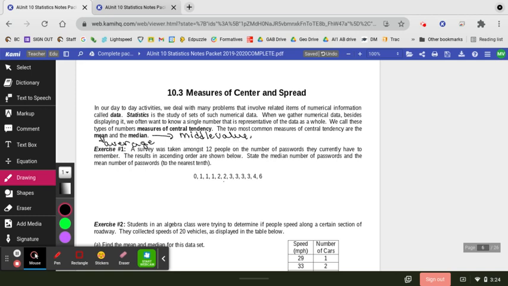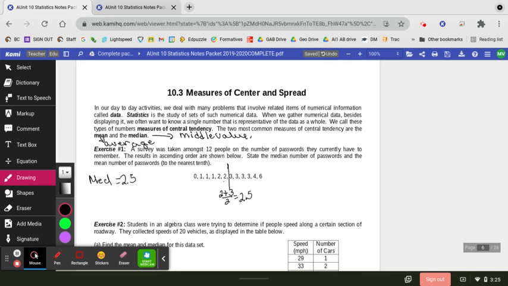So to find our median, we're just looking for the middle value. There's 12 people, so we want 6 below. Because these are already in order, we know that the median is in here. 6 below, 6 above. So we take the average of 2 and 3 by adding, and we get 2.5. So our median is 2.5.